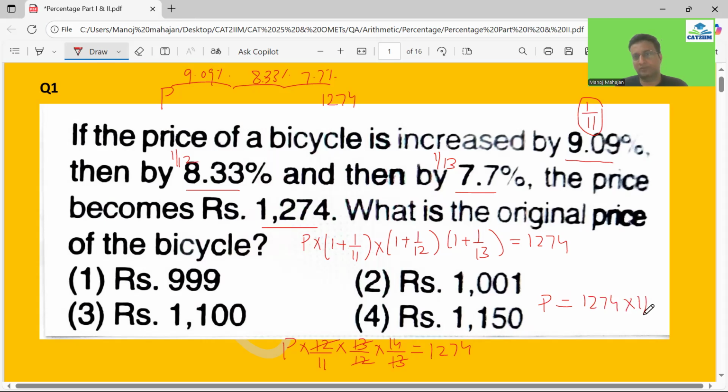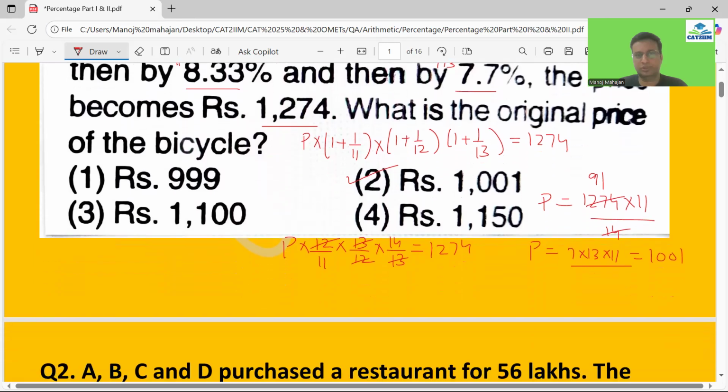1274 into 11 divided by 14. One thing is very sure: the number would be a multiple of 11. And if you want to calculate the exact value, let's divide this. This comes out to be 91, which is nothing but 7 into 13 into 11. So this result comes out to be 1001, which is your option number 2. Let's move to the second question.